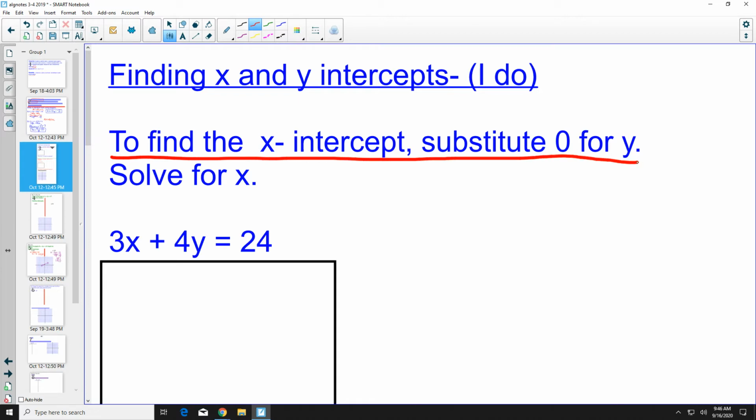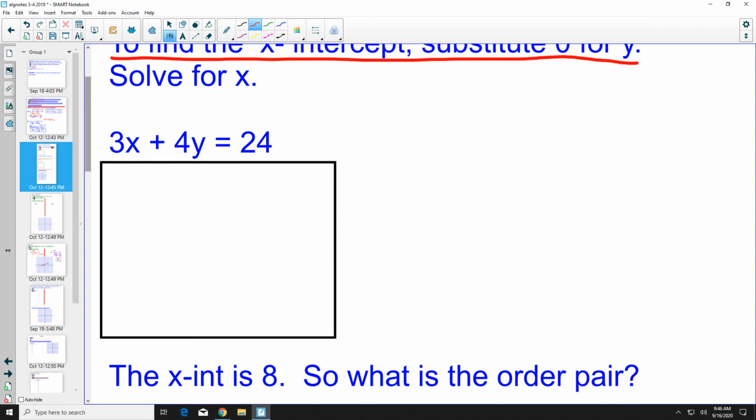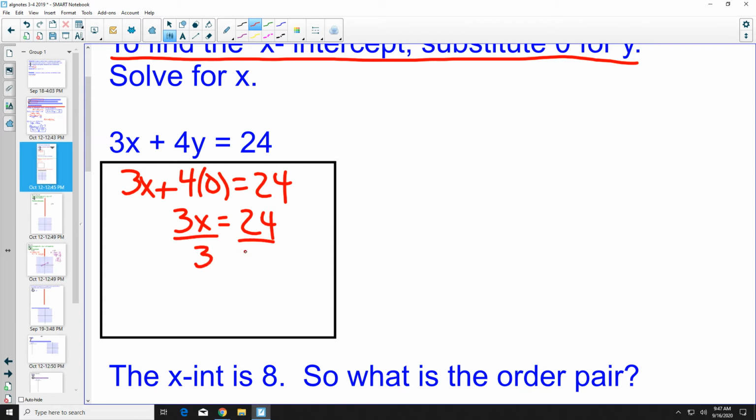The way we do that is I take my equation, and where this y is, I put in a 0. And then I solve that equation for x. Well, I know 4 times 0 is 0. So this will be 3x plus 0, which is 3x. And then I'm just solving that for x by dividing by 3. So I'm going to get x equals 8. So my x-intercept is 8. What ordered pair is that? That would be 8, 0, because x is 8, and I put in 0 for y.